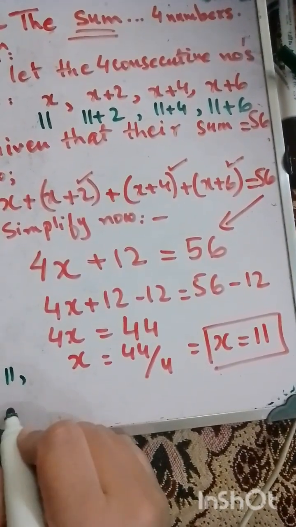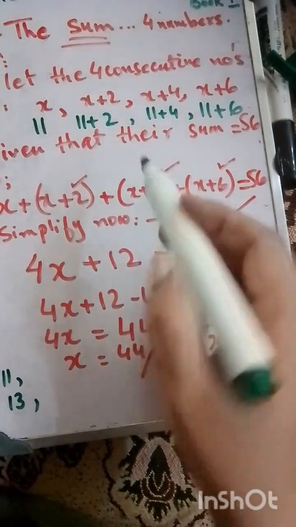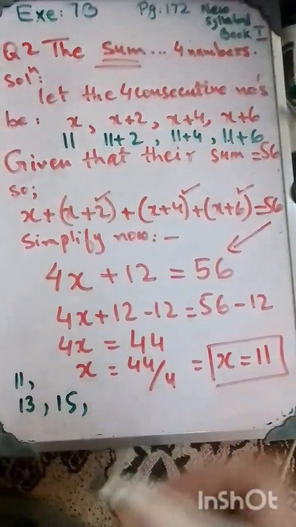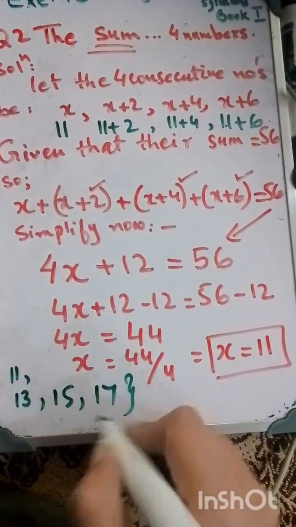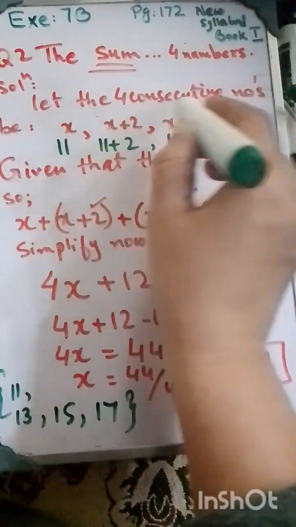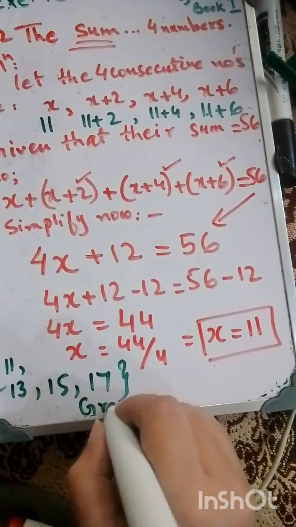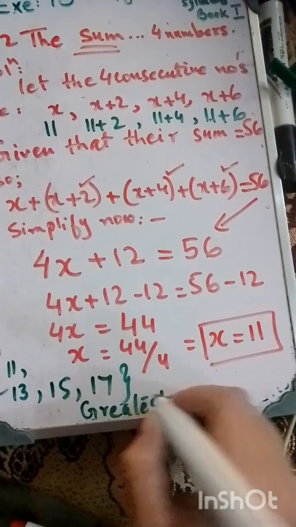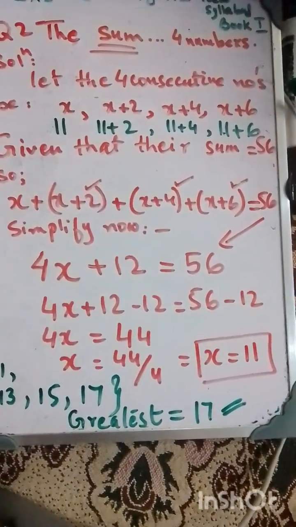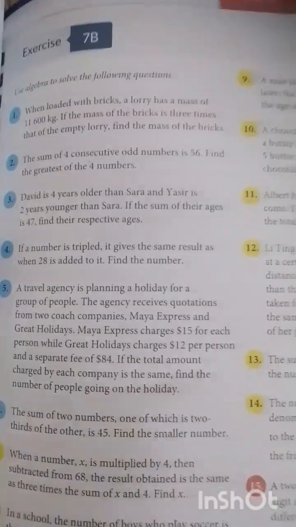Let's do it. First is 11, 13, 15 and now 17. So these are the four consecutive odd numbers you have obtained, right? Automatically you have obtained odd numbers. So find out the greatest one. It's so simple. Now let's move to the next one.